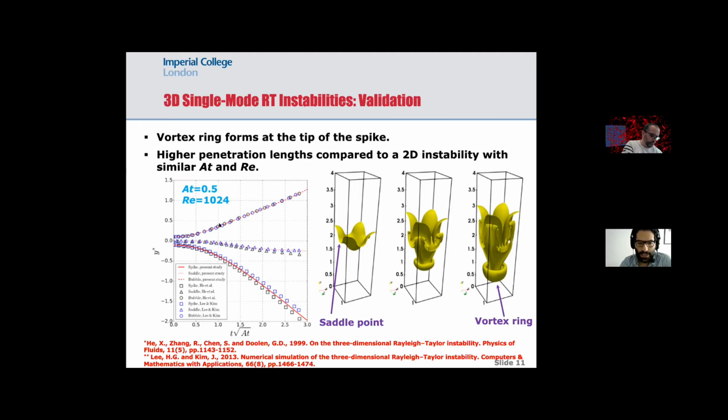And one other thing, if you compare this graph with the previous ones, we see that for the 3-dimensional test, it penetrates more in comparison to the 2D case for a similar Atwood and Reynolds number.